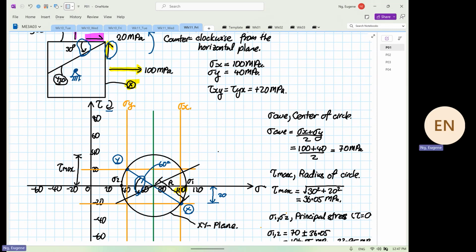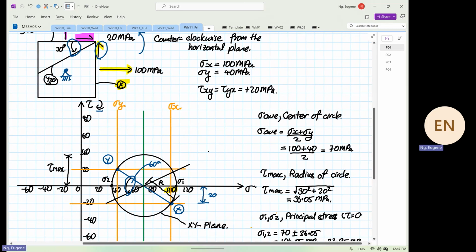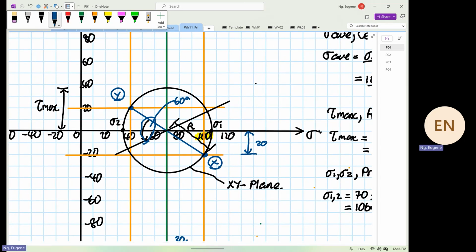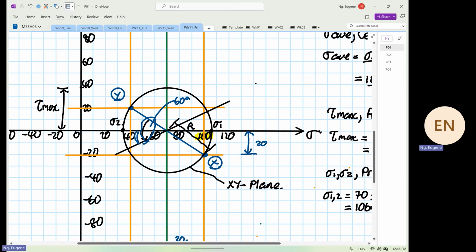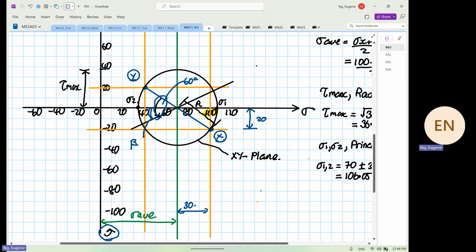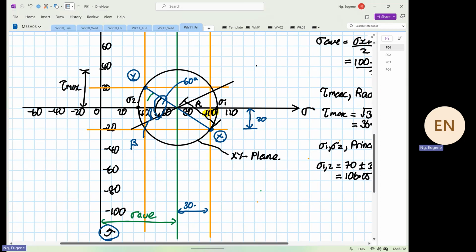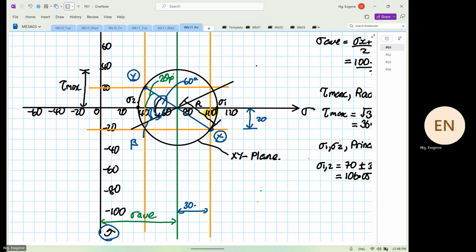No, this has nothing to do with the principal plane. So now the next thing we have to find is this angle over here, which is known as our beta angle. Before we can determine our beta angle, there's an angle that we have to determine first. This angle, which I drew in green, is known as 2 theta p. We have to determine our 2 theta p first.